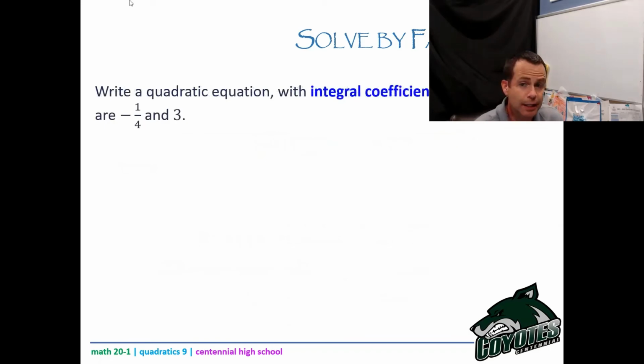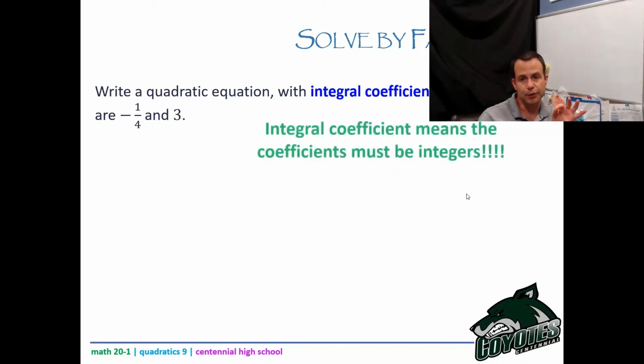Write a quadratic equation with integral coefficients whose roots are negative 1/4 and 3. We should talk about what integral coefficients mean. Integral coefficients refer to the coefficients having to be integers. Okay, super important. That means you can't just say like x plus a quarter here. That's not a proper factor.